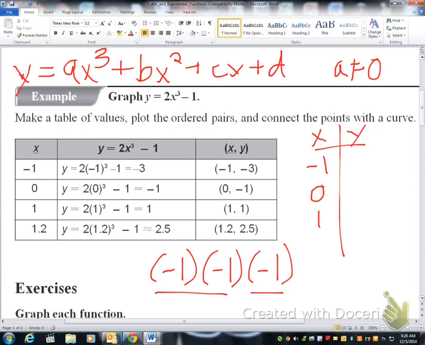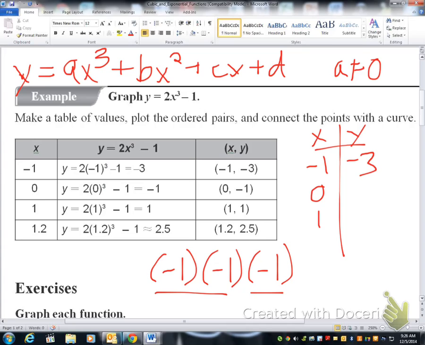So, if I have a positive number cubed, it's going to be positive, but if I have a negative number cubed, it's going to be negative, which means it's not going to be like our quadratic. We're not going to have -1 and +1 have the same value, right? If I plugged in -1, we got -1 cubed, which is -1, times 2 gives us -2, and -2 minus 1 gives us -3.